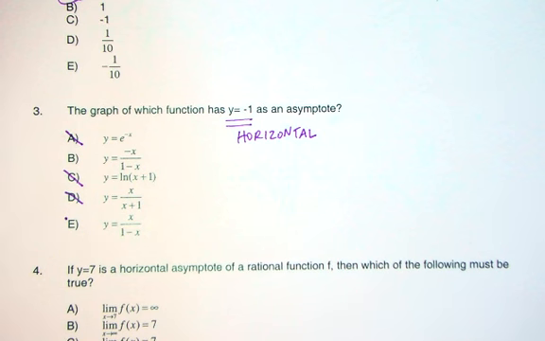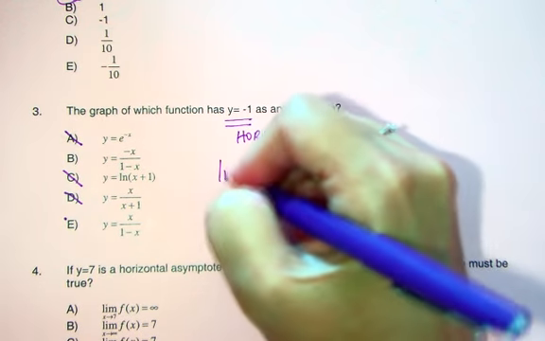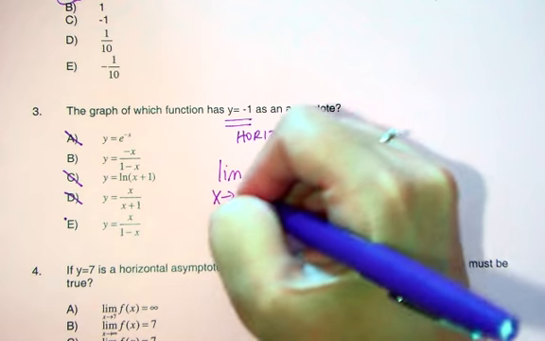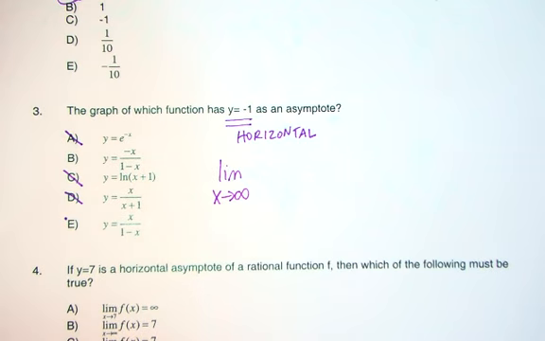Somebody tell me. Look at the bottom, set it equal to 0. No, that's vertical. You set the bottom equal to 0. No, that's a vertical asymptote. We take the limit as x approaches infinity, right?